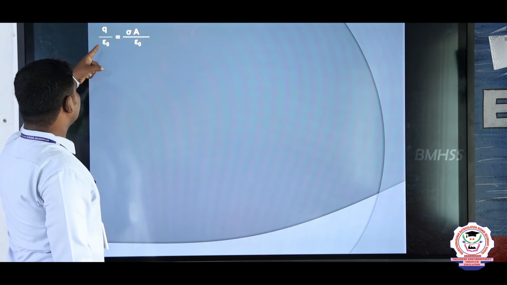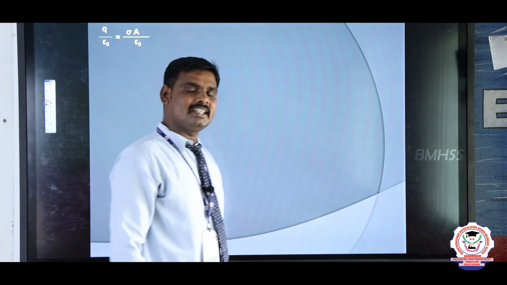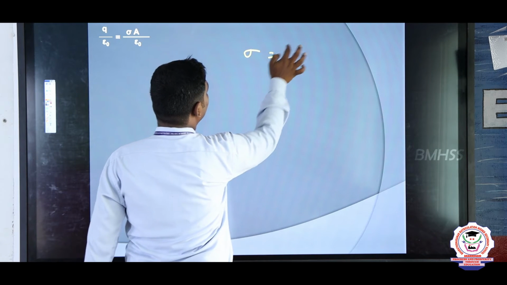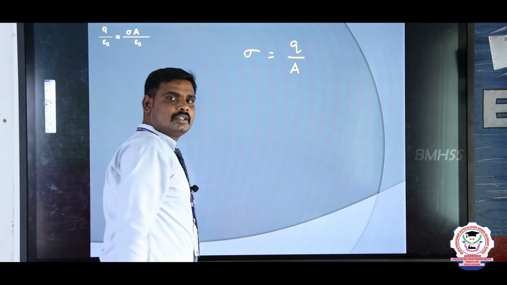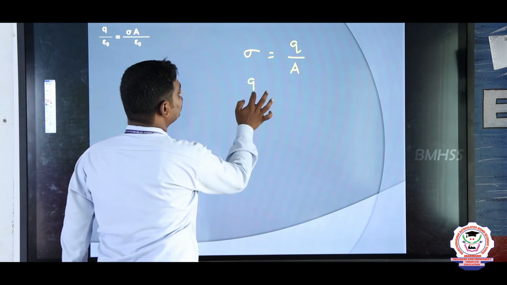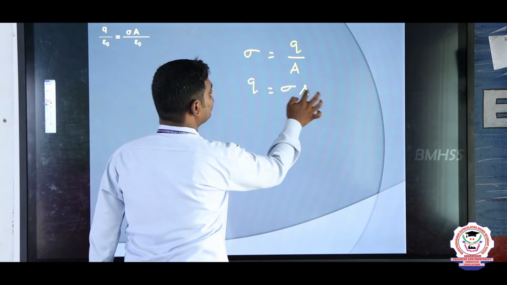Next, Q divided by epsilon naught is equal to sigma A divided by epsilon naught. As I already said, sigma is the charge density, that is the surface charge density. So sigma is equal to charge per unit area. From this equation, Q is equal to, what is the formula? Sigma into A.